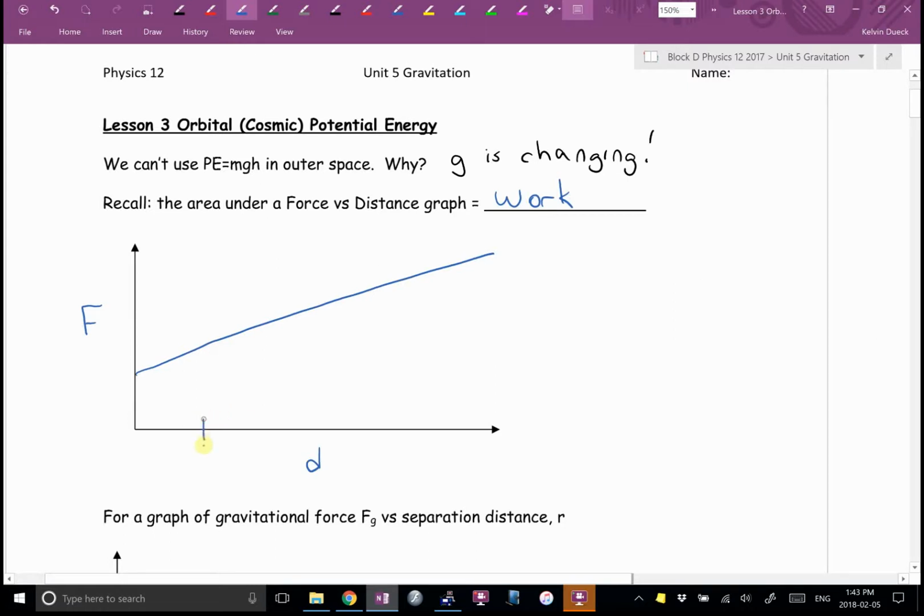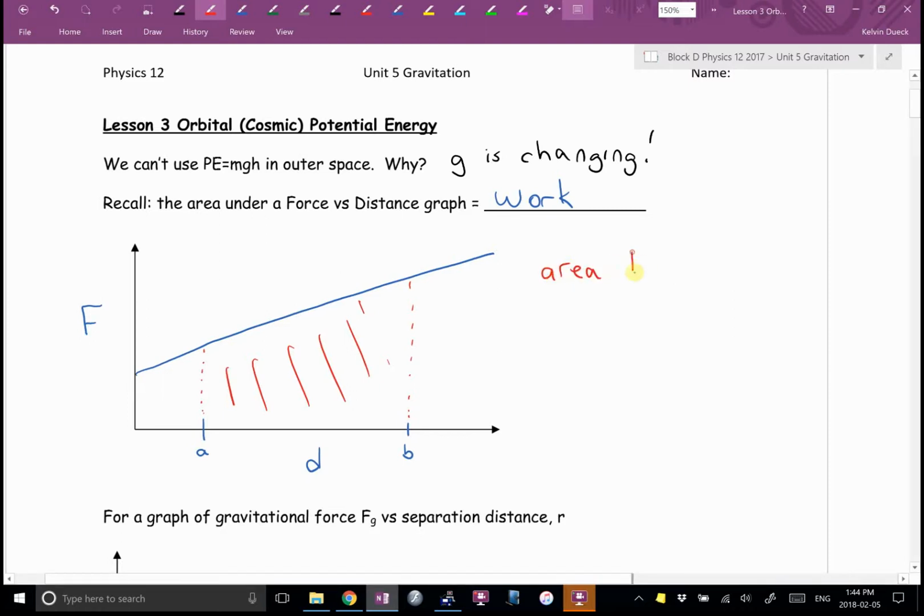Right here, put a little point and call it A. Right here, put a little point and call it B. Draw a dotted line straight up from A, draw a dotted line straight up from B, and then shade or color it in. Now, the area between point A and point B is work, but I want to be even more specific.